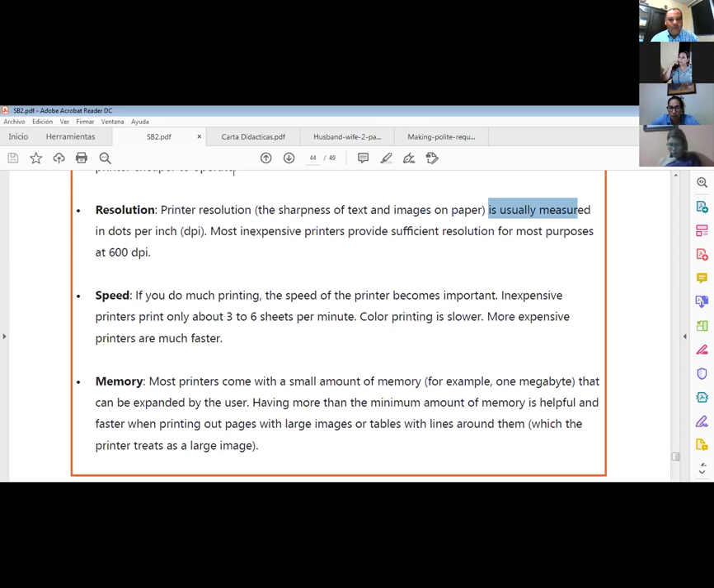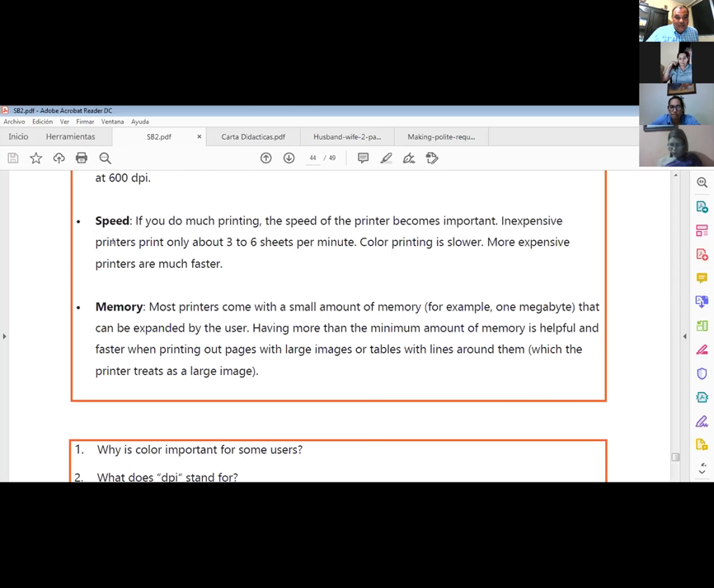images. Okay. Most inexpensive printers provide sufficient resolution for most purposes at 600 DPI. Okay, now, purposes. One purpose, two or more purposes. Okay, now, very good. Let's go with the speed.